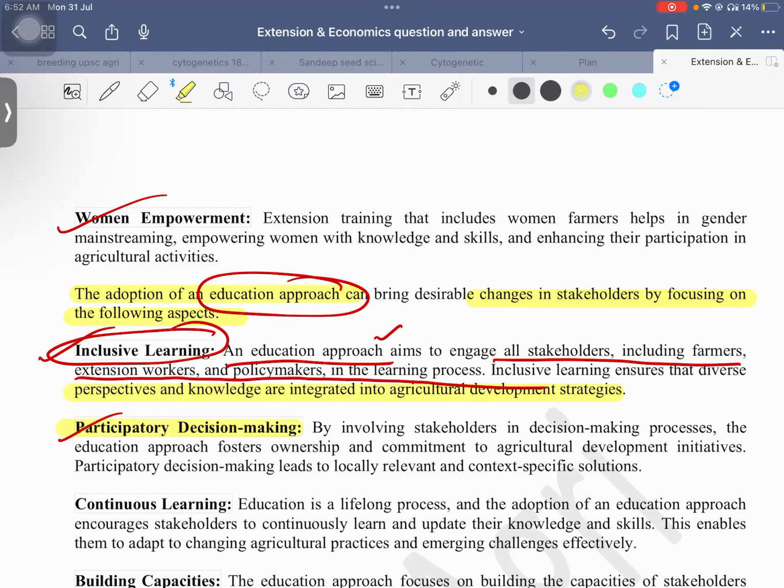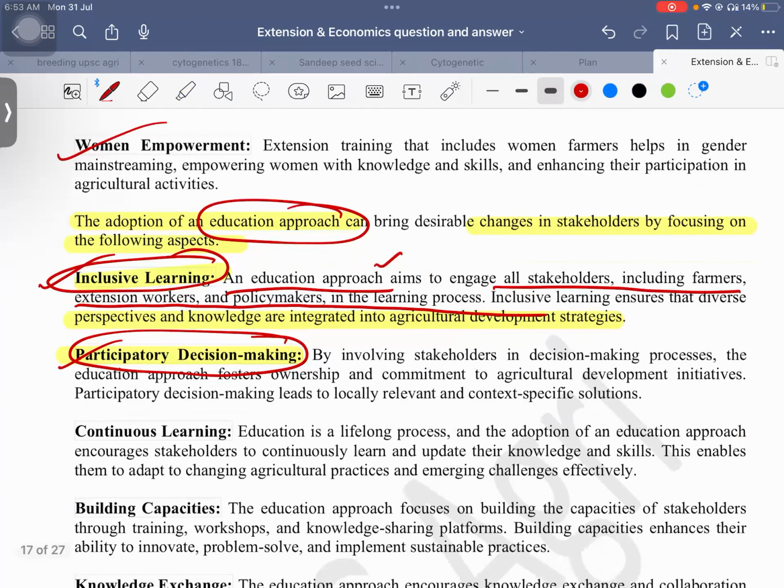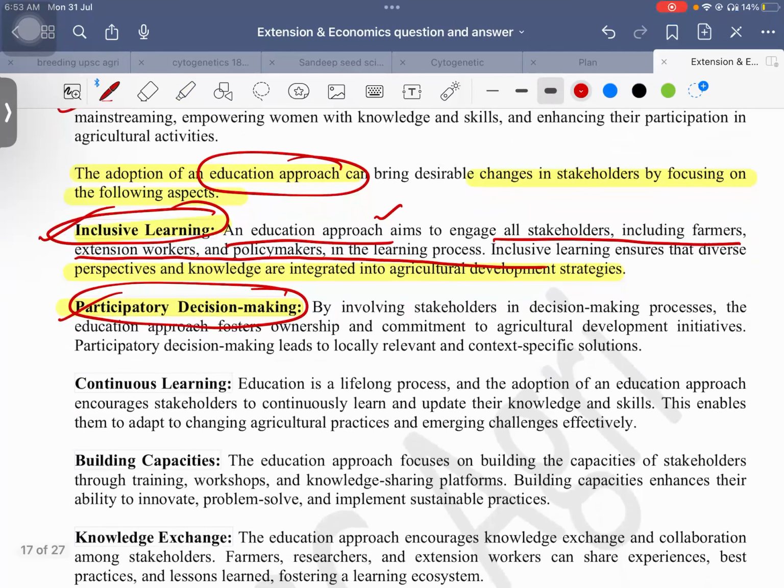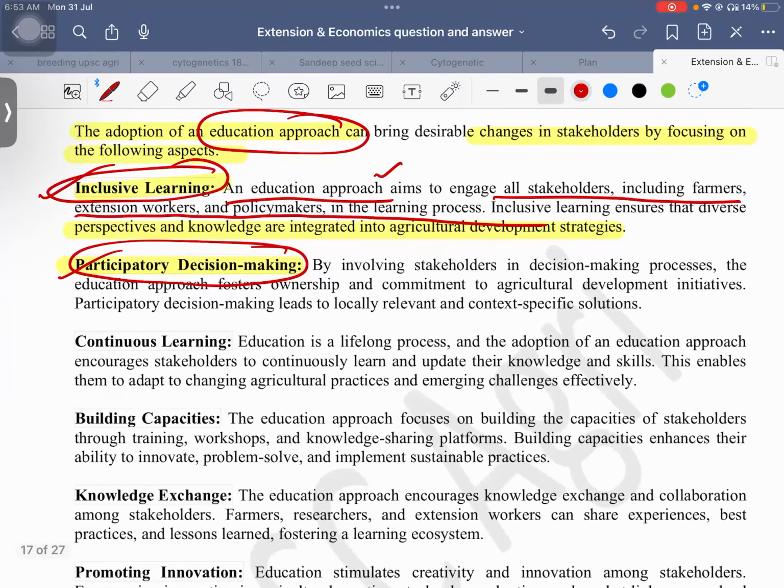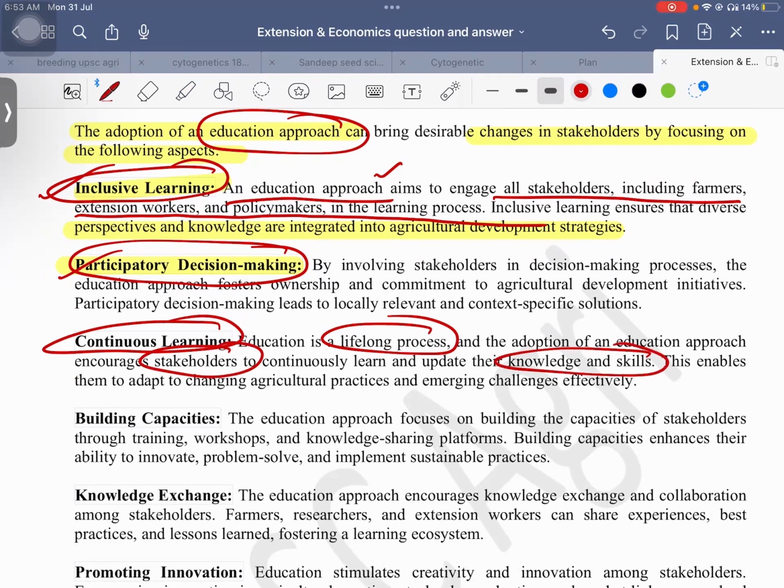Next is participatory decision making. Here we have inclusive learning in the learning approach, but in participatory decision making, in decision making, we are utilizing every organ. Then we have the process of continuous learning, because it is a continuous process wherein both extension agents, farmers, and all stakeholders need to upgrade their skills as per the need.